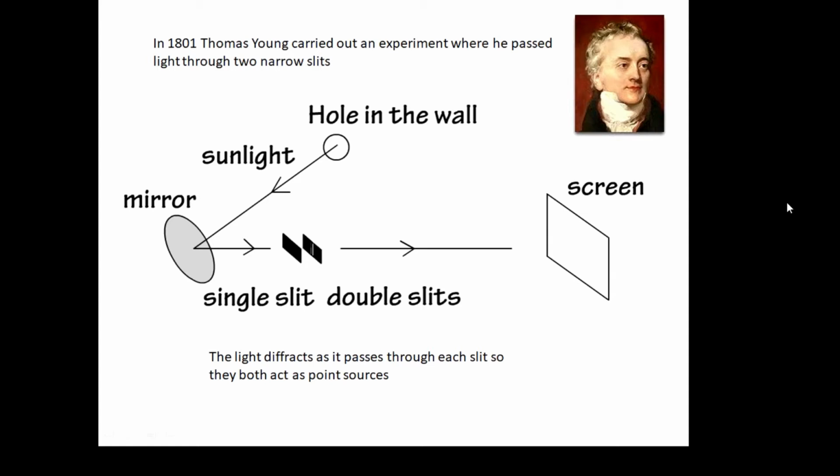Sunlight shines through a hole in the wall onto a mirror. He shines this light through a series of slits, a single slit to start with, and then a double slit. You don't need to know about the single slit. It basically makes sure that the light is coherent because it acts like a point source. But then it shines through the double slits, and then on a screen about a meter away we get something like this.